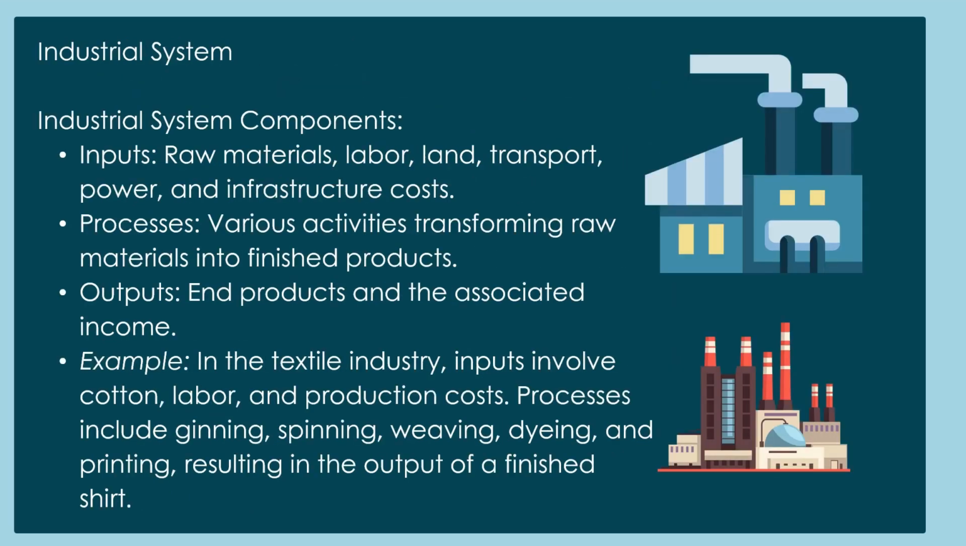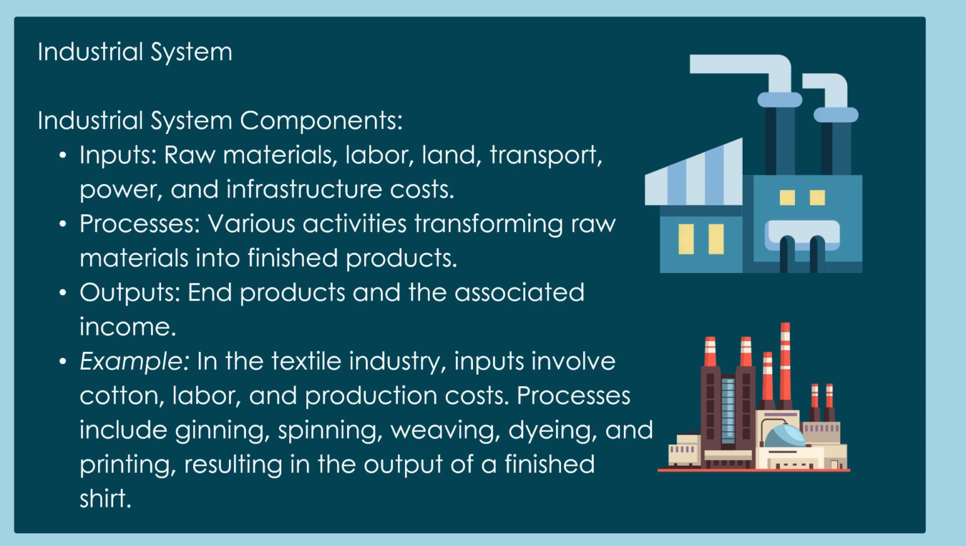Let's go through the industrial system. Industrial system components. So the inputs are raw materials, labor, land, transport, power, and infrastructure costs. Then processes, various activities transforming raw materials into finished products. Then what are the outputs? These are the end products and the associated income.